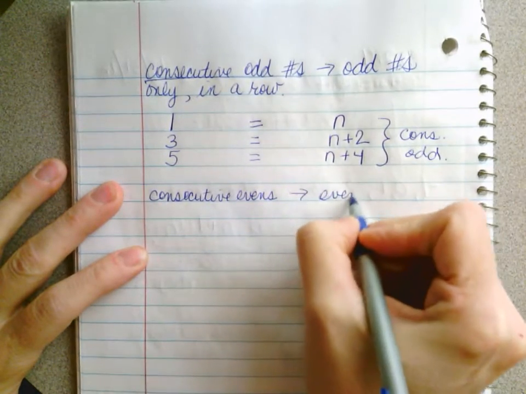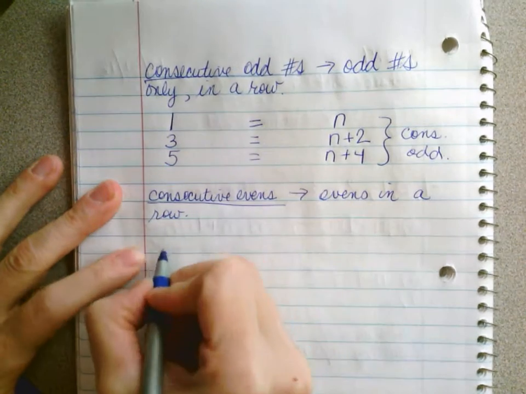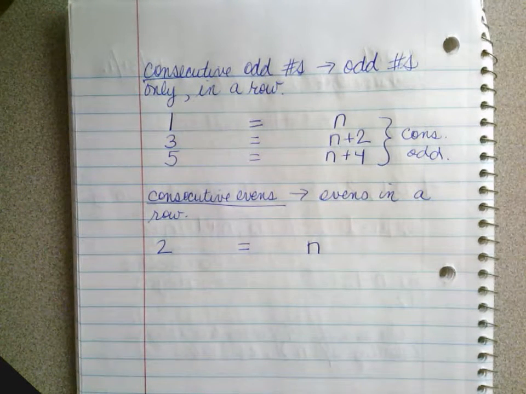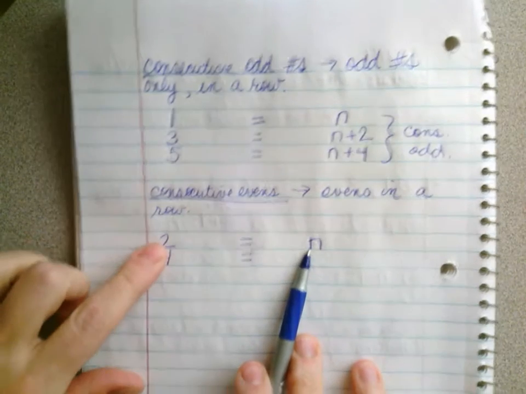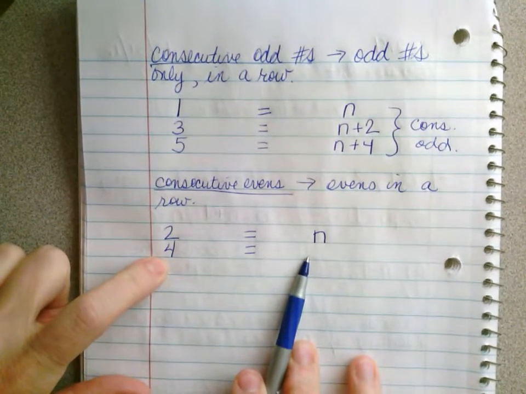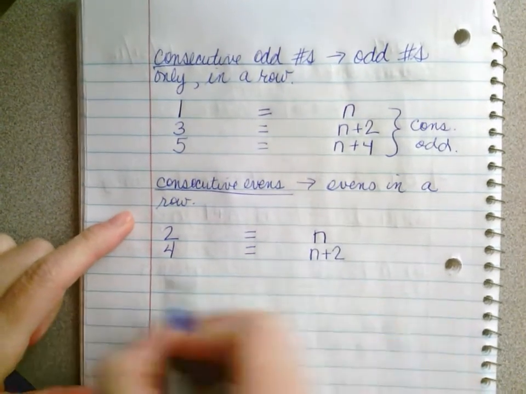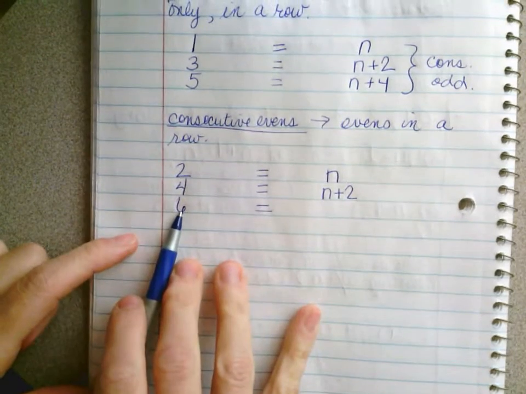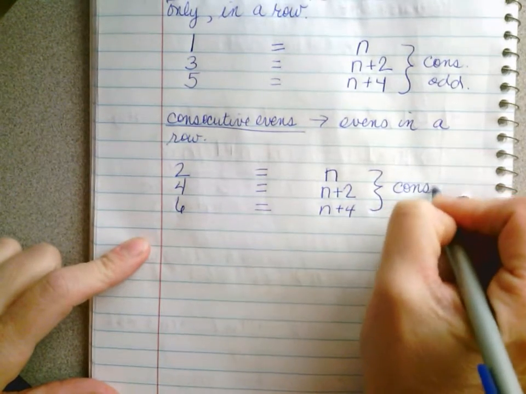And these are evens in a row. First even number I'm going to think of is 2. Let's call it 2n. What is the next even number? 4. What must I add to n to change it from 2 to 4? Try again. It's not 3. It's 2. And the next one is 6. What must I add to 2 to increase it to 6? This represents consecutive evens.